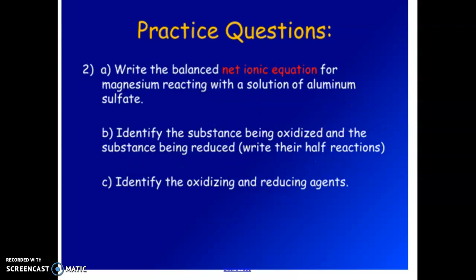All right. So this one's a little bit longer. We'll give this a try. You're going to write out the balanced net ionic equation for magnesium reacting with a solution of aluminum sulfate. So this is a single displacement reaction again. You're then going to identify what substance is being oxidized, what substance is being reduced, write the half reactions for each one, and then identify the oxidizing agent and the reducing agent. Give this one a try.